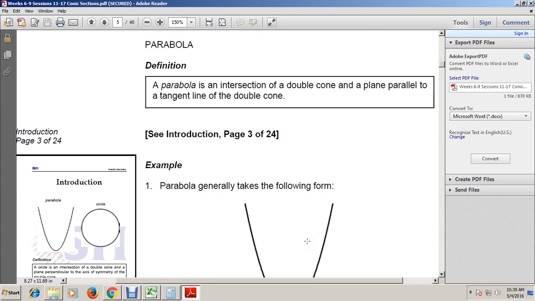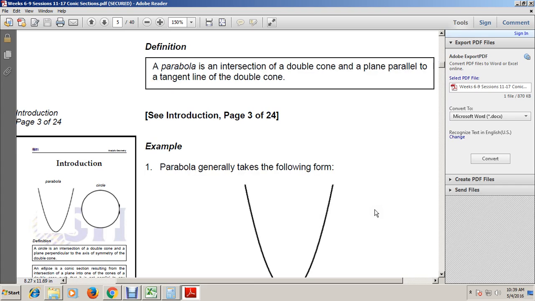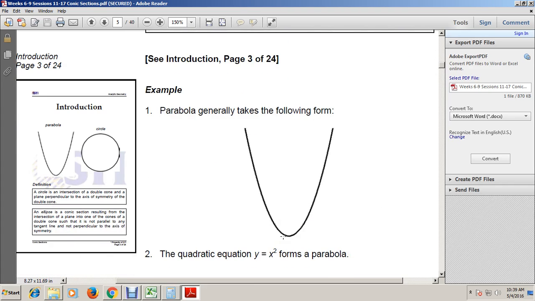So first one would be the parabola. Now a parabola is an intersection of a double cone and a plane parallel to the tangent line of the double cone. The parabola generally takes the following form, has this sort of shape, and has the quadratic equation y is equal to x squared as its basic form. Y is equal to x squared is the equation for a parabola.